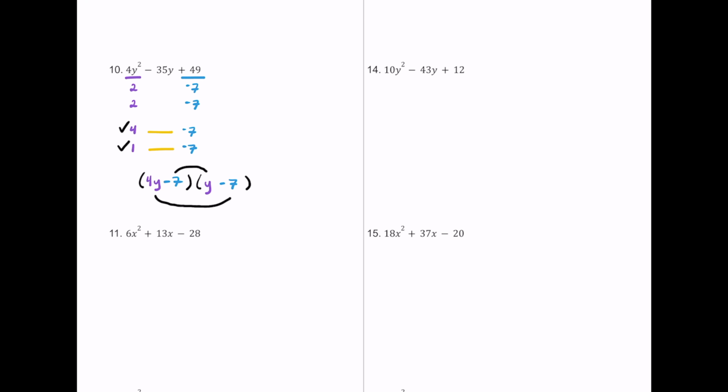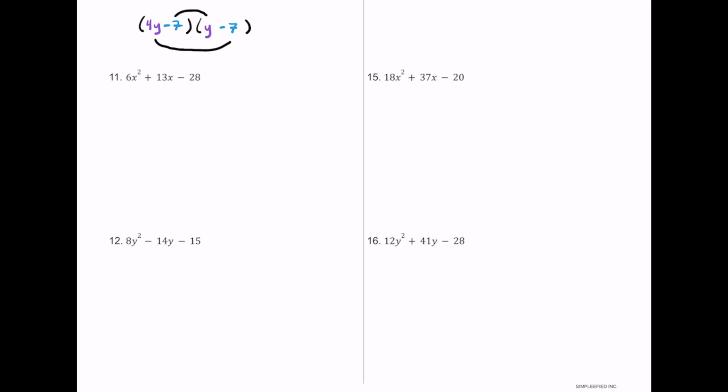All right, on to problem 11. So for 11, we have 6x squared plus 13x minus 28. So 6 is composite. I'm going to start with 3 and 2, and we'll try 6 and 1 if we need to, but these are closer. And then for 28, we have 1 and 28, 2 and 14, 4 and 7. I'm going to stick to choosing the numbers closer to each other, like 4 and 7. One of them's got to be negative just because it's a negative 28. And so let's see what happens here.